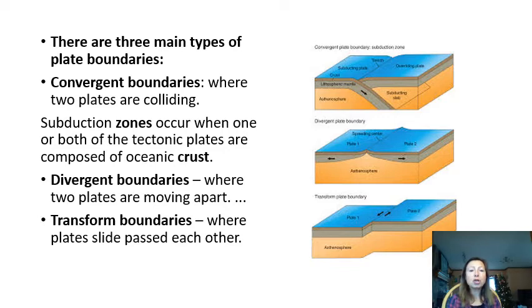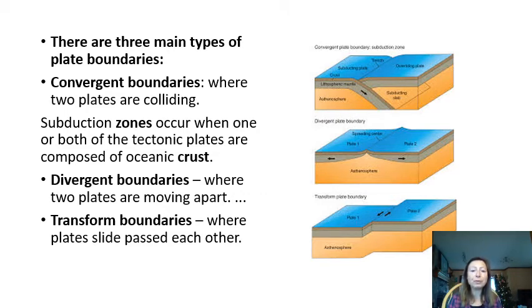This is where two plates are converging and colliding, and one plate is going underneath the other plate. When this is happening, subduction zones occur when one or both of the tectonic plates are composed of oceanic crust. So when I have a boundary, for example, of oceanic crust and continental crust, and one crust is going underneath the other, this creates a subduction zone, and subduction zones are very prone to earthquakes because of this convergence. There are also divergent boundaries.